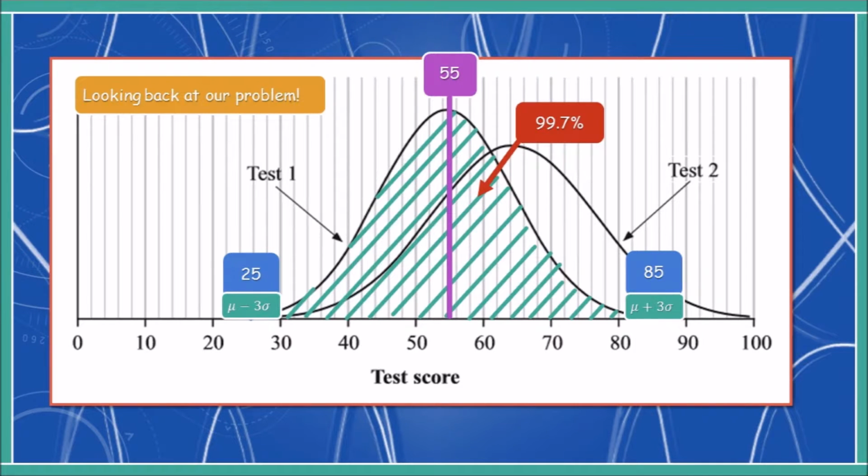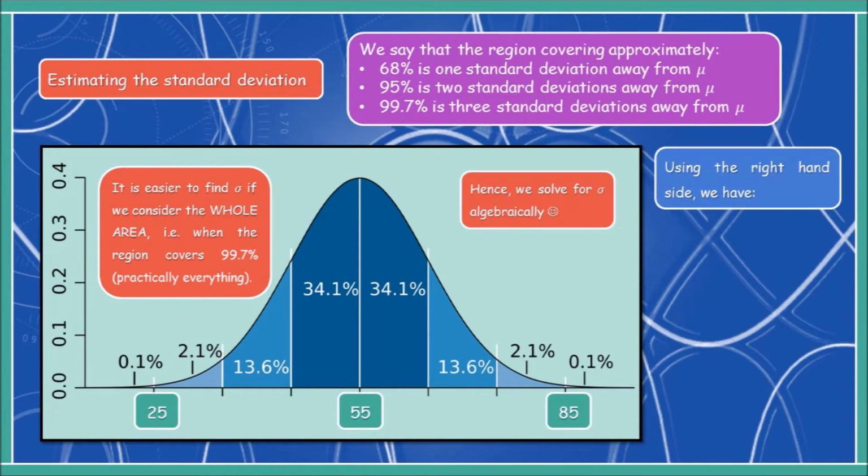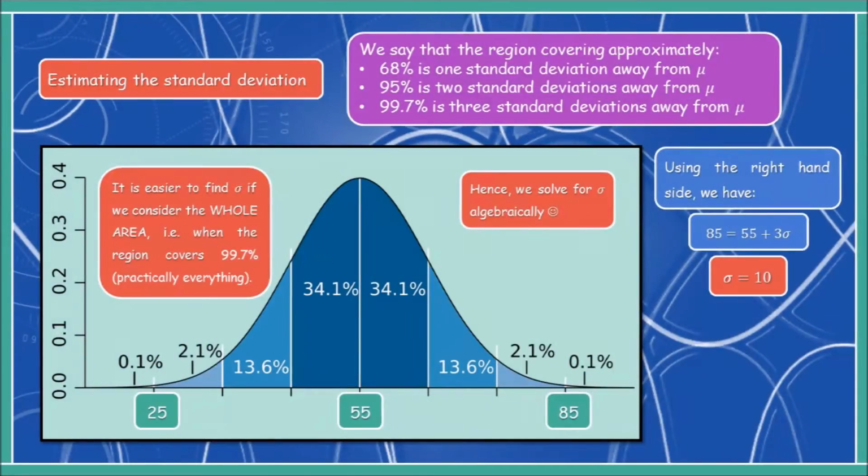So hence we can just solve this algebraically. Let's work on the right hand side first. Using the right hand side, 85 should equal 55 plus 3 standard deviations. This is a case of solving algebraically. Subtracting 55 and dividing by 3, boom, sigma equals 10, and that's your standard deviation.